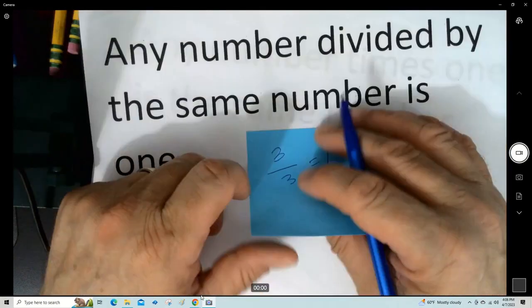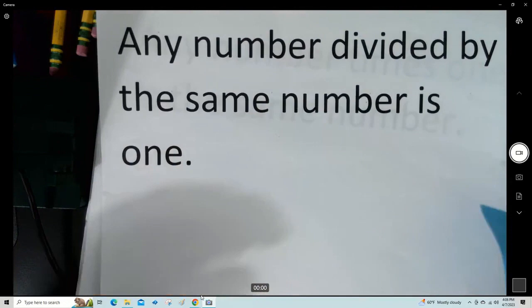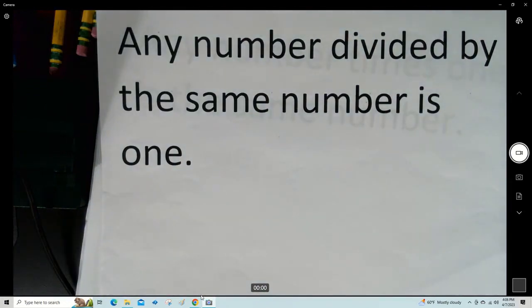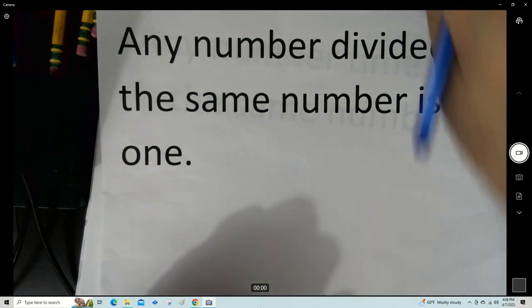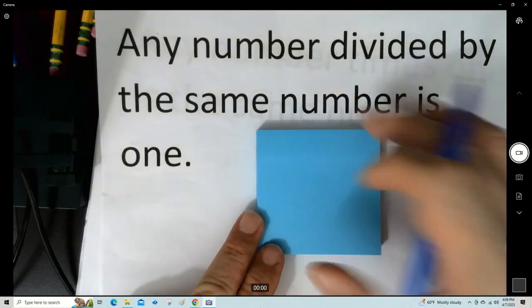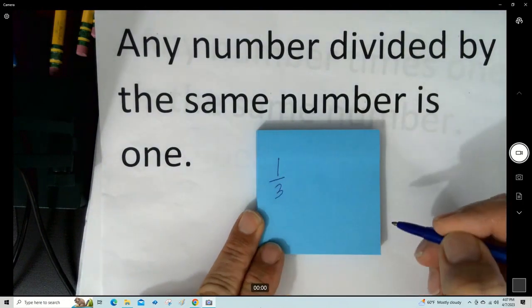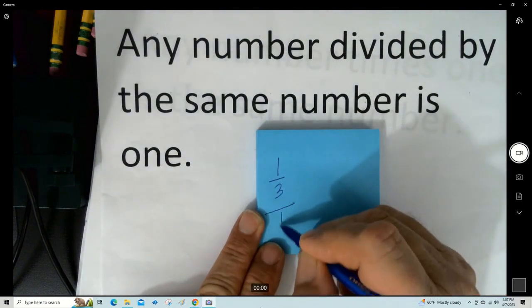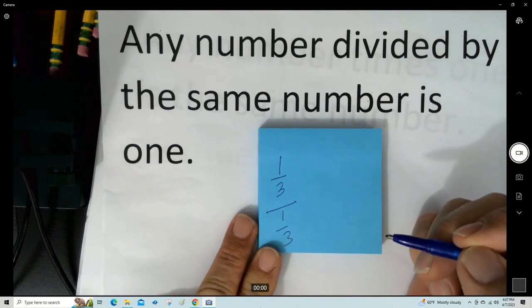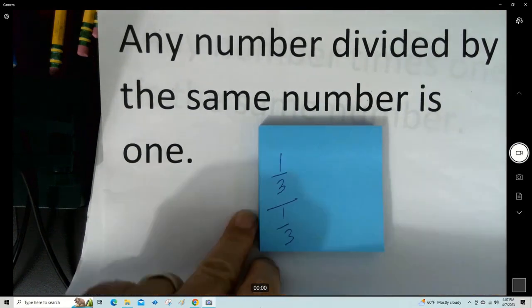What if I said the number was a fraction? What if I said the number was 1/3? What if I divided by 1/3? Well, that number's got to equal 1, right? Well, how do we do that? This is how we do it.